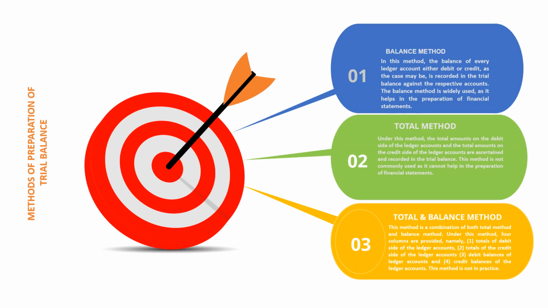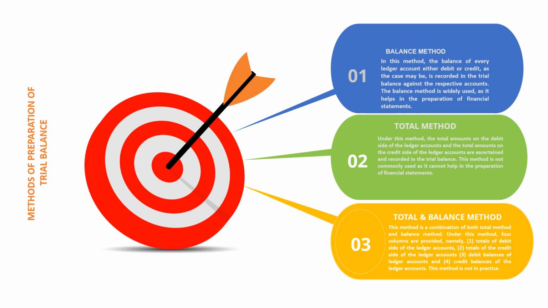Methods of preparing trial balance. A trial balance can be prepared in the following methods. 1. Balance method. In this method, the balance of every ledger account, either debit or credit, as the case may be, is recorded in the trial balance against the respective accounts. The balance method is widely used, as it helps in the preparation of financial statements.